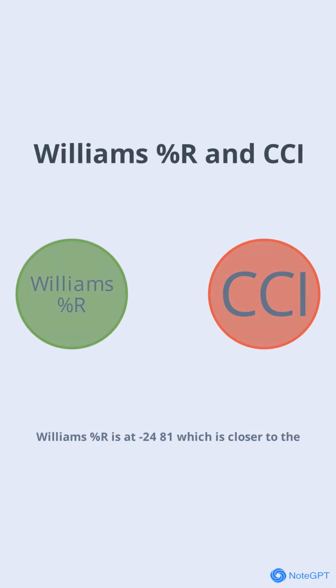Williams %R is at minus 24.81, which is closer to the overbought threshold but not extreme. The Commodity Channel Index CCI 20 is at 57.44, indicating mild bullishness. These oscillators are useful for spotting overbought or oversold conditions and can help traders time their trades more effectively.